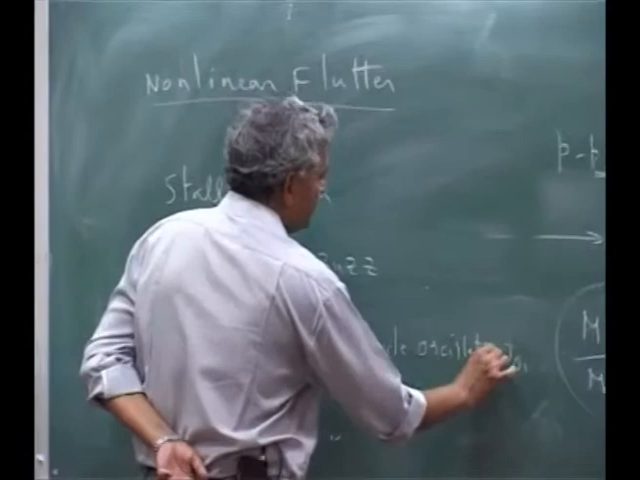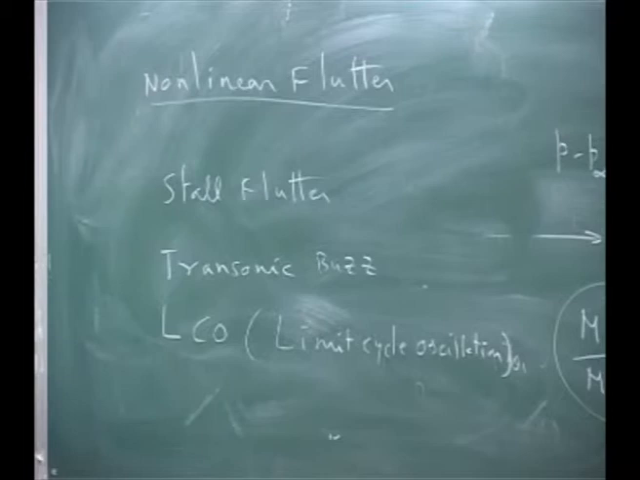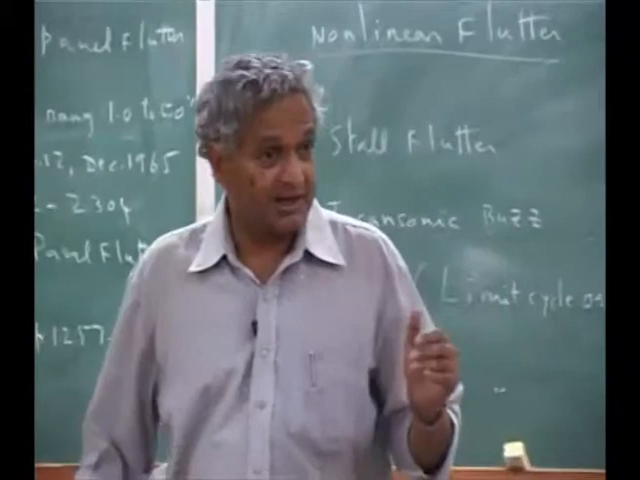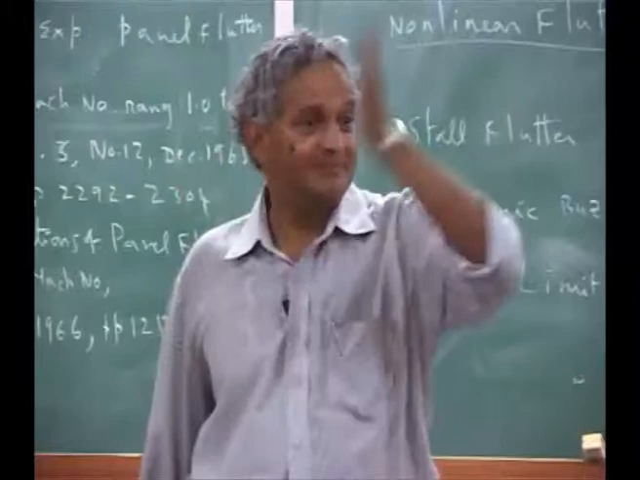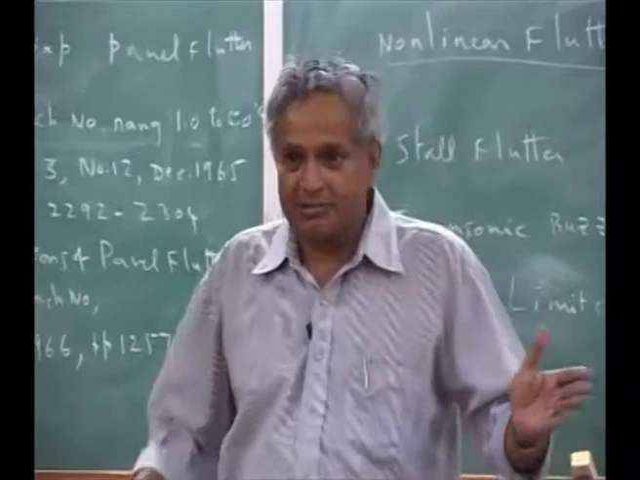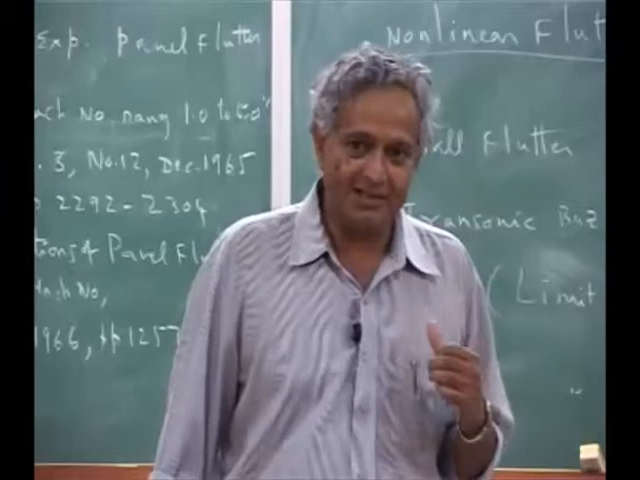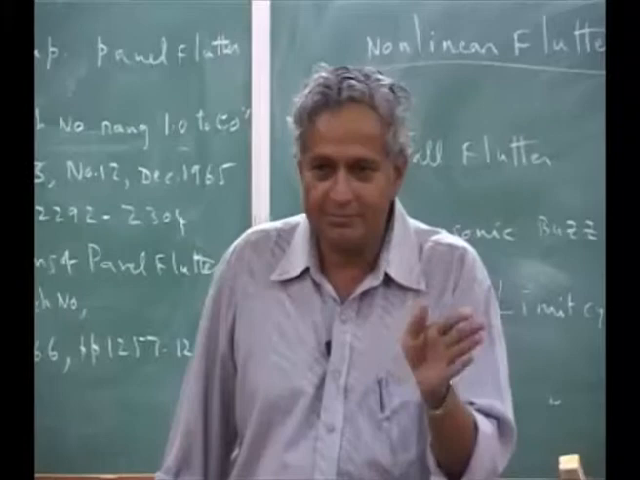Limit cycle oscillation means it happened in some fighter aircraft, I think. It started vibrating, but it did not flutter, in the sense that flutter has to completely get into an unstable state, which means it will break and the amplitude will keep on increasing. But in the limit cycle oscillation, the amplitude reached a stage and then it oscillated continuously within that. Then what was the problem?